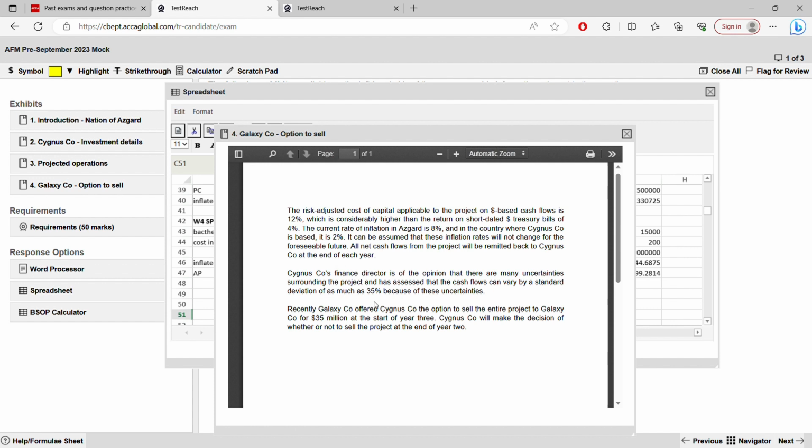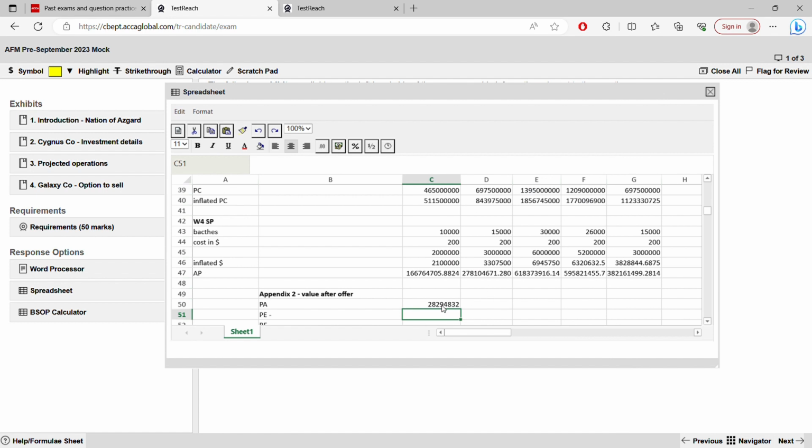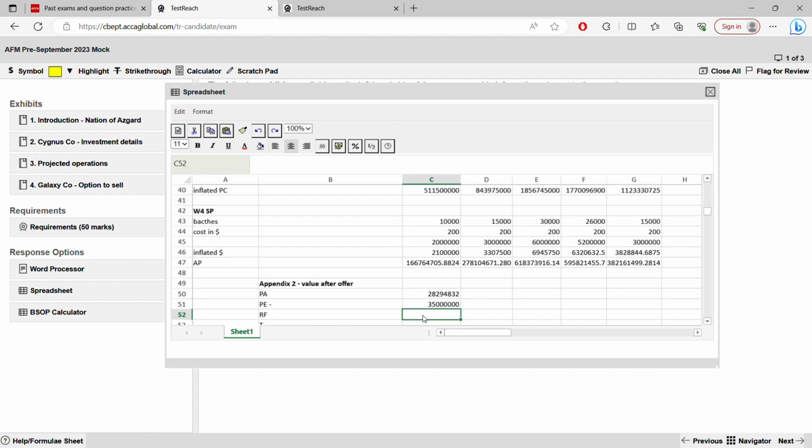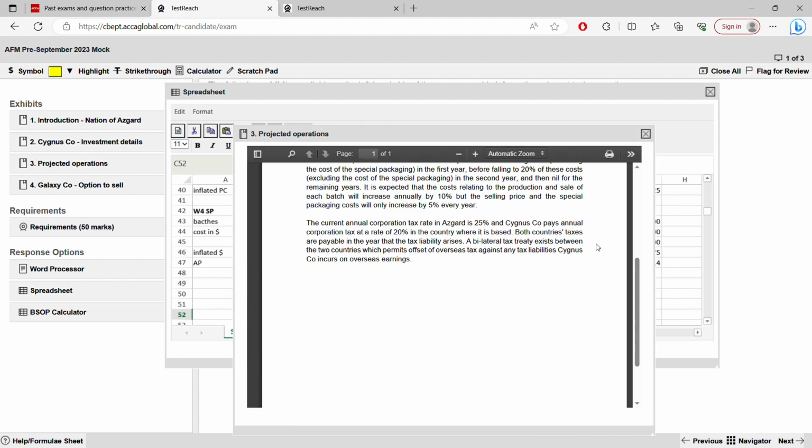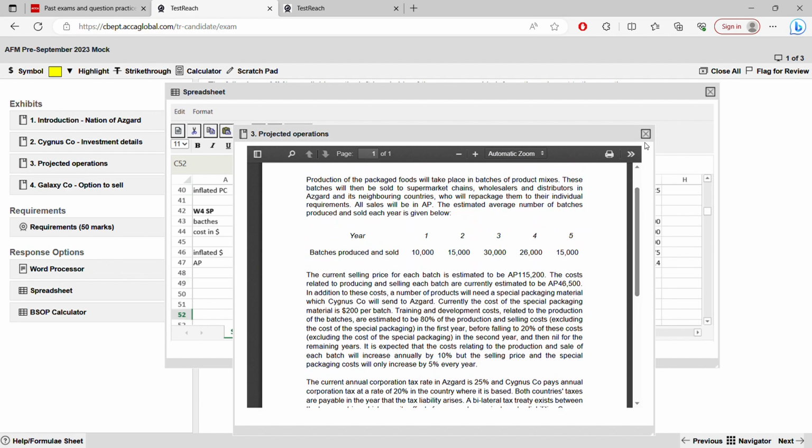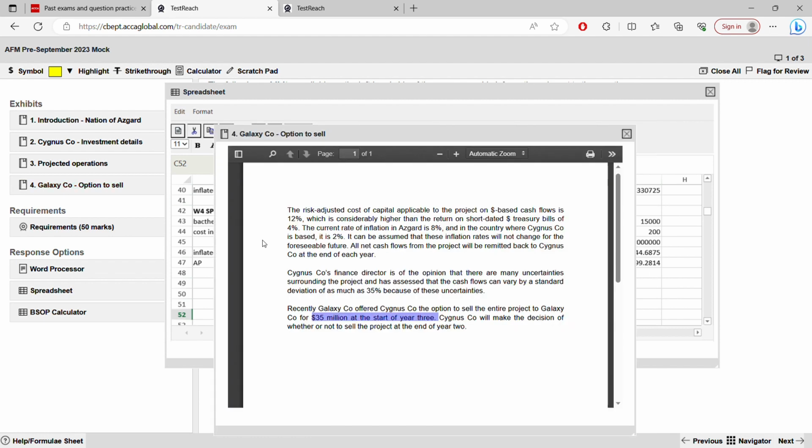They have told that 35 million at the start of year 3. Okay. They have offered to sell this project. That means Galaxy company wants to buy it at 35 million from you. So exercise price is 35 million. So 35 million, 1, 2, 3, 6 zeros. Then risk-free rate, already they have given you the risk-free rate. It would be this one. Sorry, in 4 only you will get everything. It's 4%. Okay, 4% is the risk-free rate.